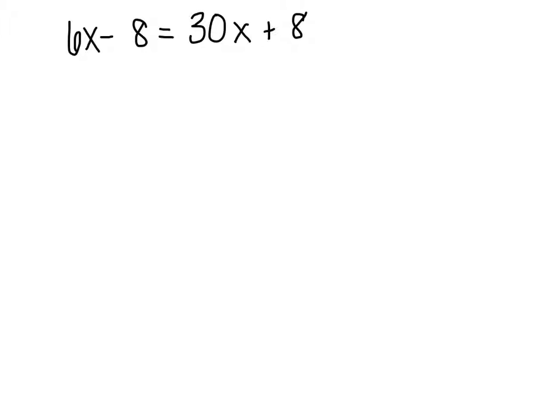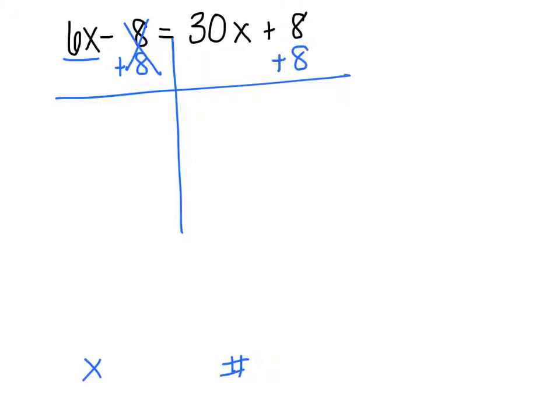Next problem. Here's what I like to do. I like to draw a line. I'm going to get my x's over here on the left and my numbers over here on the right. So this first term is an x. I'm going to leave it. This is not, so I'm going to do the opposite, and I'm going to add 8 to both sides. That cancels, and I have 6x equals 30x plus 16.